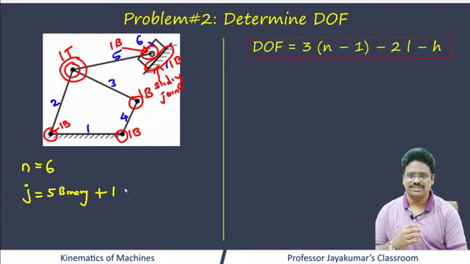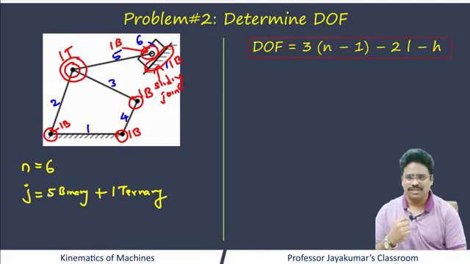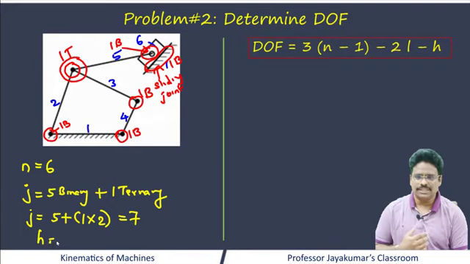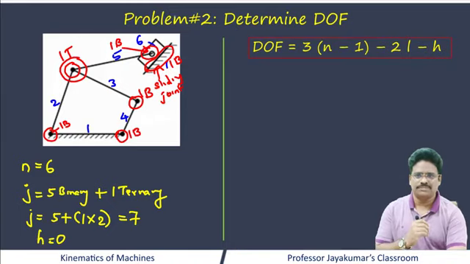So one ternary, we know that one ternary is equal to two binary joints. Therefore, I could find J is equal to 5 plus 1 into 2. So J is 7. Is that clear? Right. Is there any number of higher pairs here? In this problem, there are no higher pairs. So H is equal to 0. So substituting them, we will be getting the answer.